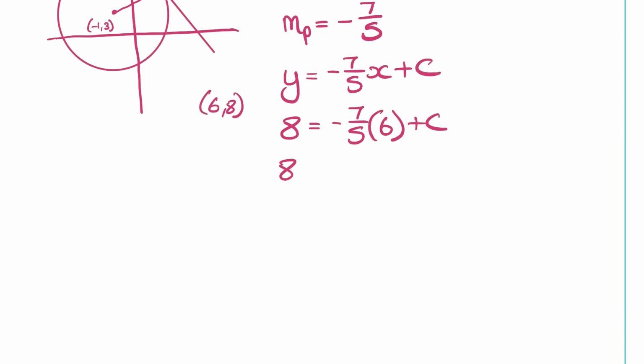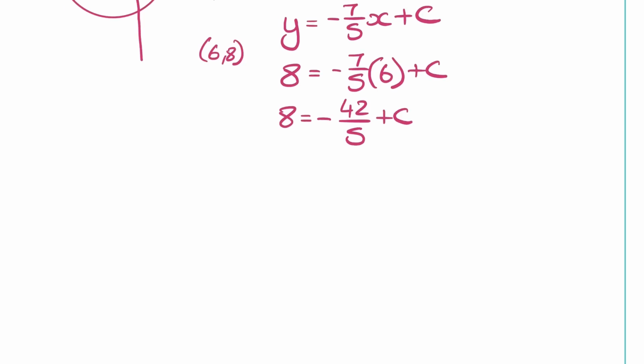Let's deal with that. So 8 equals, when you times a fraction by a whole number, it just times the numerator. So -7 times 6, or just 7 times 6, 21, that's 42. So -42 over 5 plus c. I need to add that to the 8.